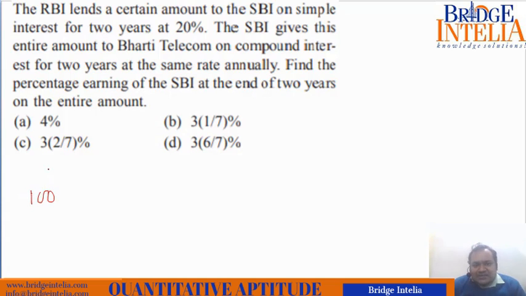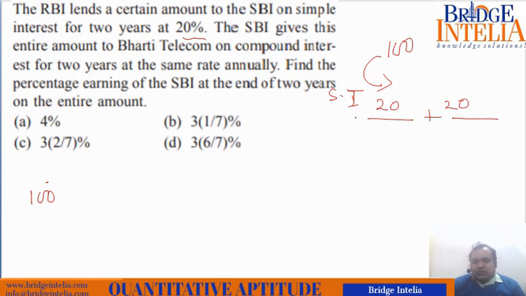So 100 rupees is given by RBI to SBI. So how much will SBI pay back as interest? So 100 in case of simple interest rate is 20%. So total interest to be paid back. So 20% of 100, 20 rupees. So total interest to be paid back is equal to how much? 40.